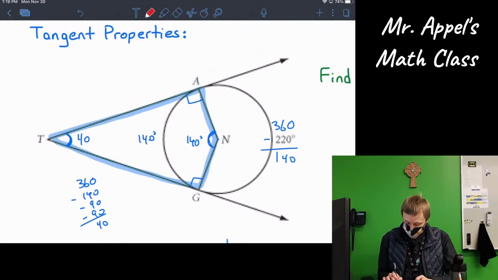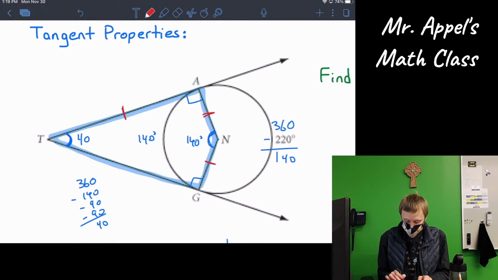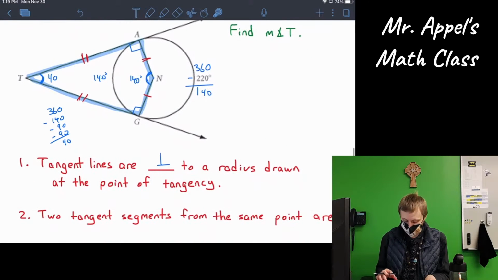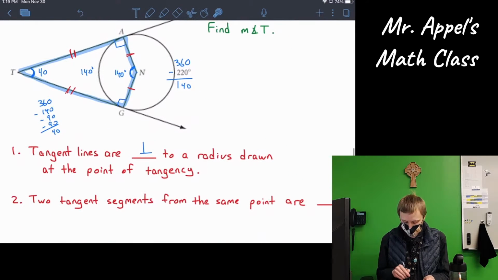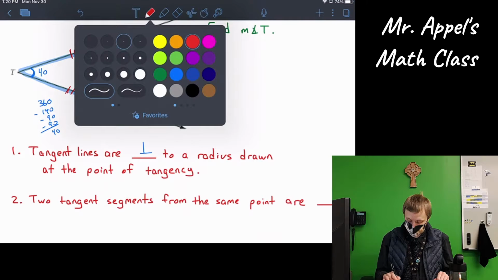And because it's a kite, we know that those are congruent, and we know that because they're both radii. And the other pair of congruent sides would be right here with that kiteness to it, which means these tangent segments are themselves congruent. So that's point number 2. Two tangent segments from the same point are always congruent.